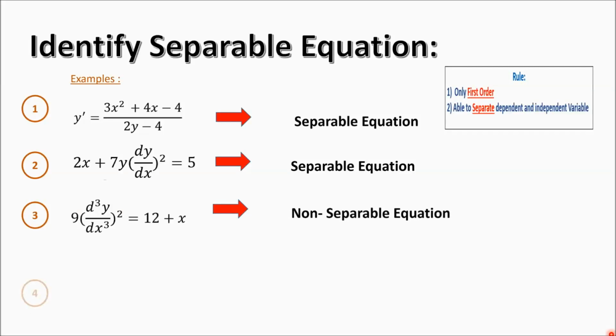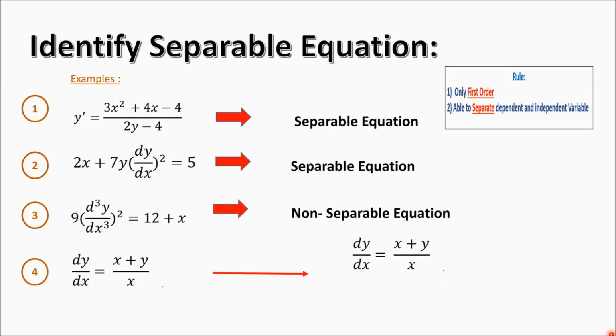Now let's take a look at example 4. This question is slightly different. Although you have your dy over dx, which is first order, and it seems like you are able to separate the dependent and independent variables, let's try out whether we can separate them. First, we shift the dx to the right hand side. Then, we shift the x to the left hand side.